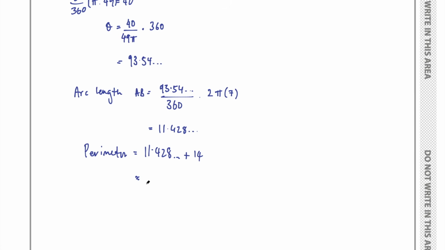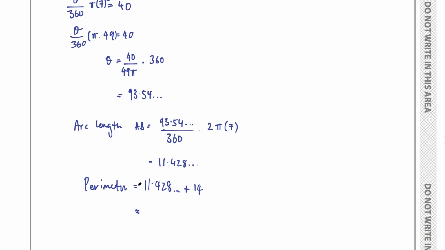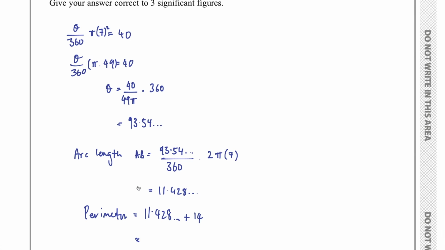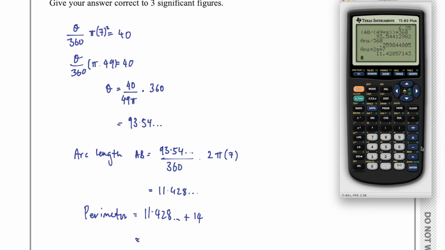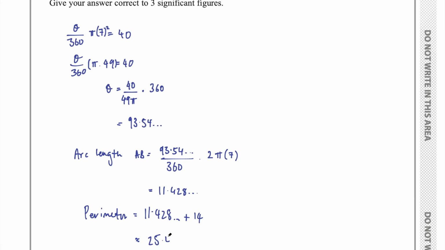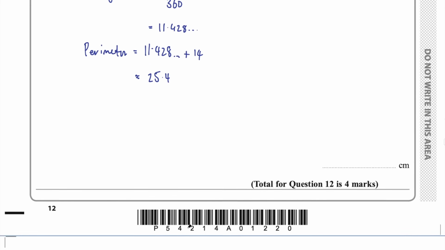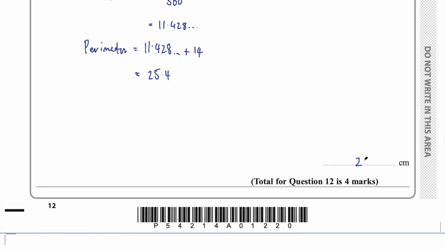And we're going to round this off to 3 significant figures. So I'll just check my number on the calculator, plus 14, rounding off to 3 significant figures, this would be 25.4. 25.4 to 3 significant figures. So that is my final answer there. And that was question 12 for 4 marks.